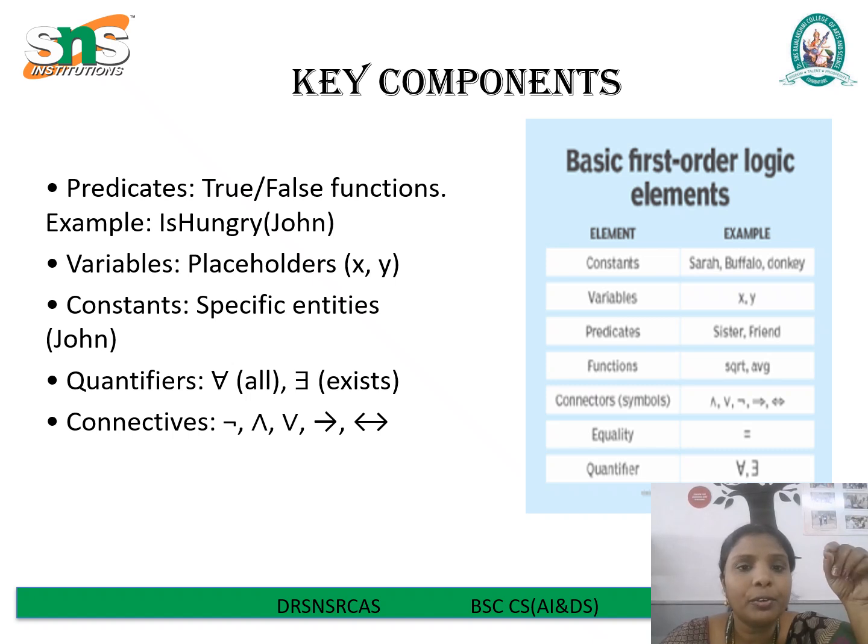Next one is quantifiers. Quantifiers are divided into two types: one is the universal quantifier, and the other is the existential quantifier. Here we use the symbol ∀ for all and ∃ for some. Next one is connectives. The connectives we have already seen in propositional logic: not, and, or, implies, and if and only if. So these are all the key components of predicate logic.